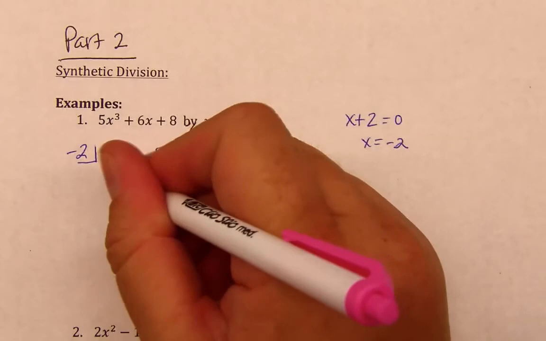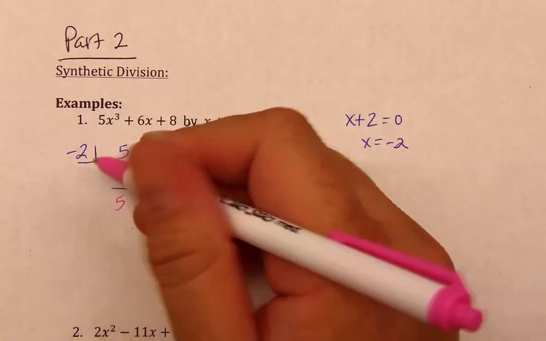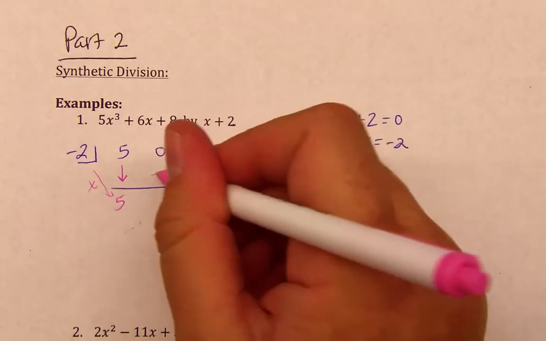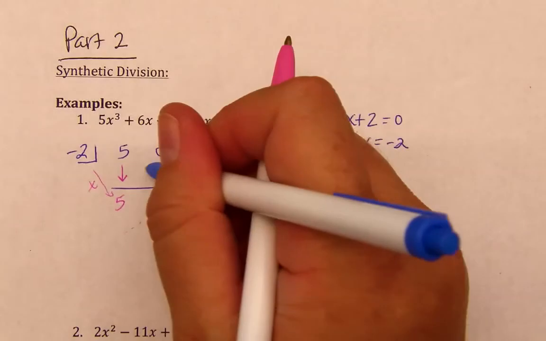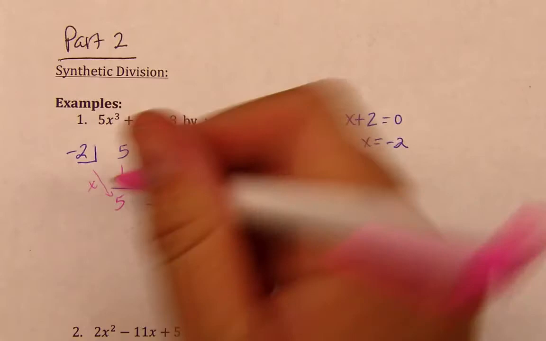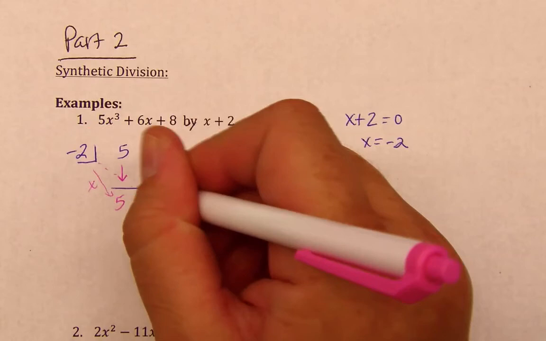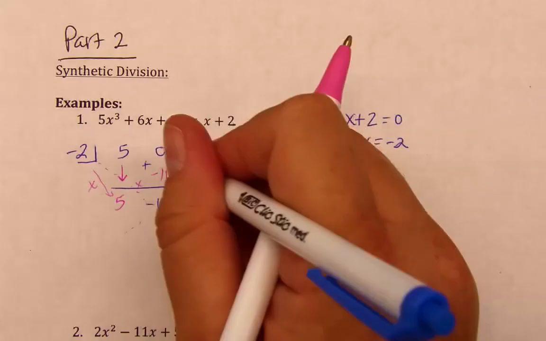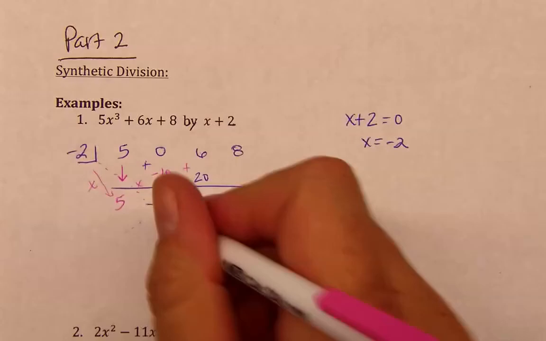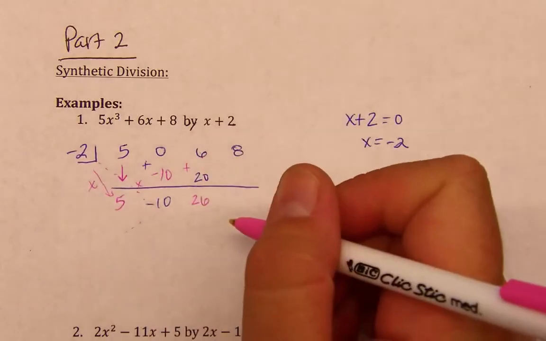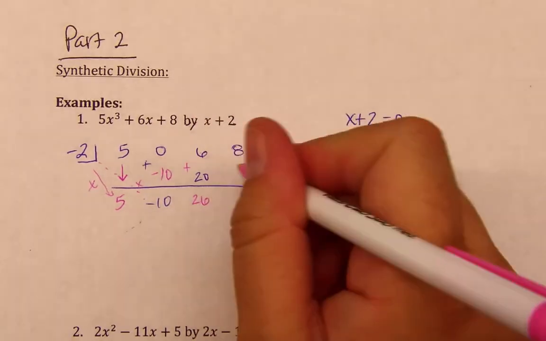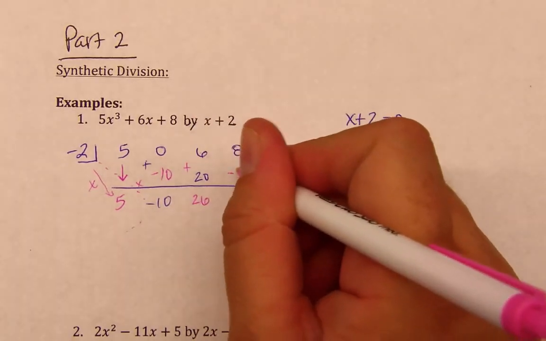So the first thing we do is bring down our 5, and then I have negative 2 times 5 is negative 10. Then I'm adding 0 plus negative 10 is negative 10. And then again I'm multiplying here. Negative 2 times negative 10 is 20. Then I'm adding 6 plus 20 is 26. And again I'm multiplying. Negative 2 times 26 is negative 54.